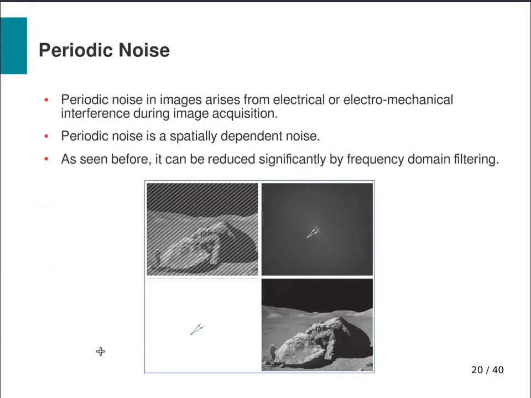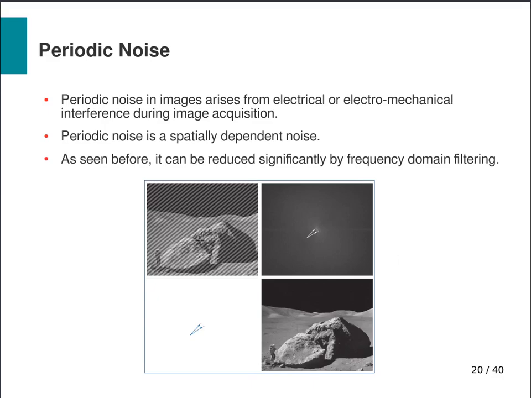So now let's see what happens with the periodic noise. You have seen this example several times before. Periodic noise in images usually arises from electrical or electromechanical interference during image acquisition. Periodic noise is a spatially dependent noise as opposed to the other types of noise that I described in previous slides. But as you saw before, it can be reduced significantly in the frequency domain by applying frequency domain filtering, more specifically notch filtering.